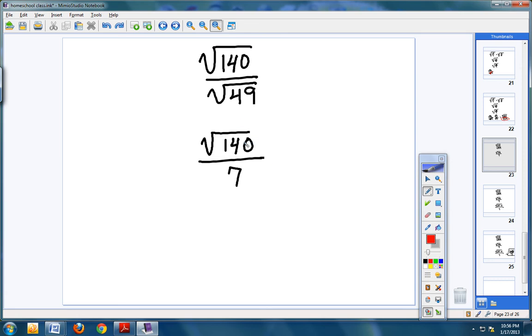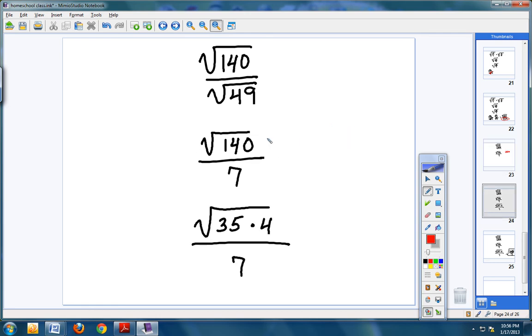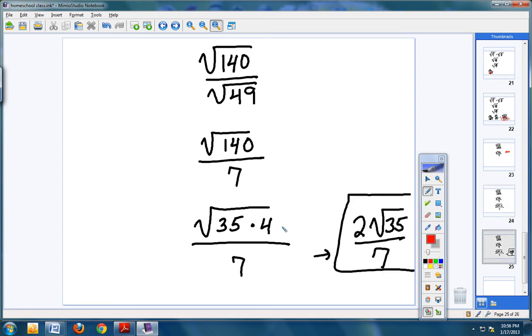True, but remember, students, anytime you can simplify this, you need to do so. Now, is 140 a perfect square? No, it is not. So you cannot solve it, but you might be able to simplify it. In fact, you can. 4 is a perfect square, and 4 goes into 140 35 times. So 4 times 35, and then we cross off the 4 and put a 2 on the outside. 2 square root of 35 over 7.